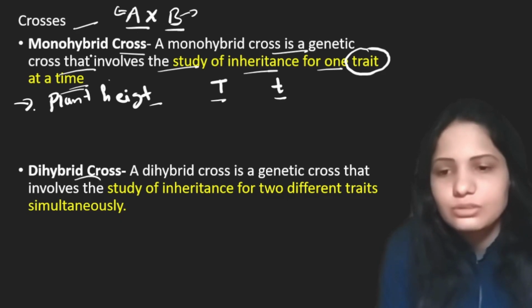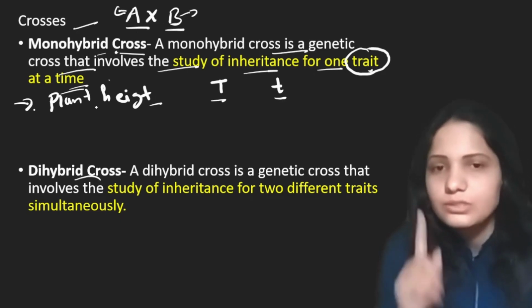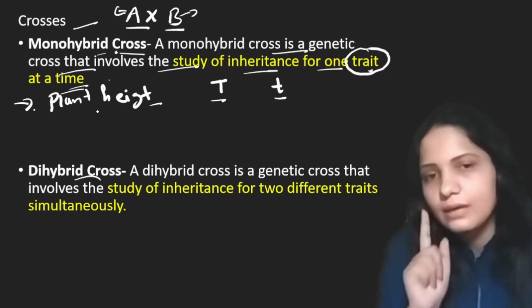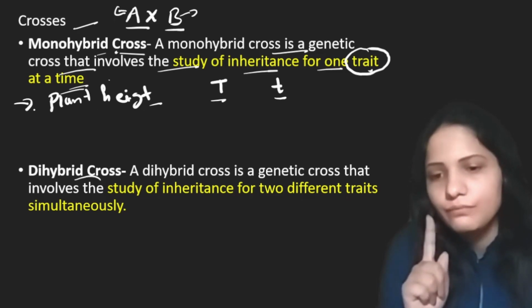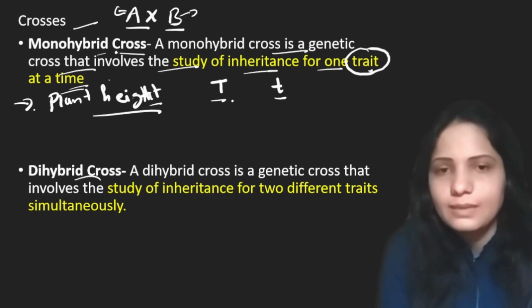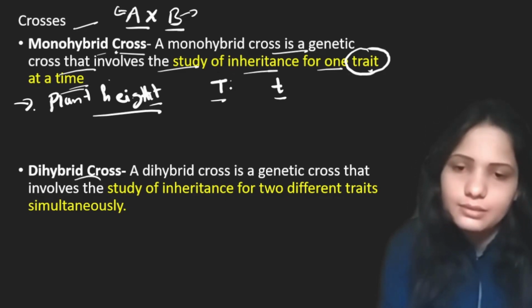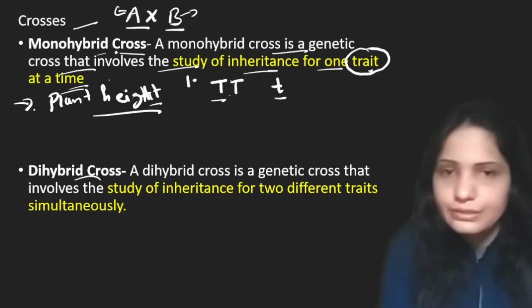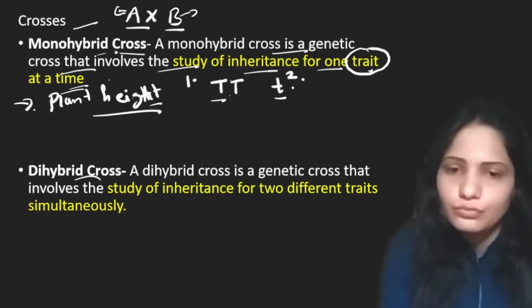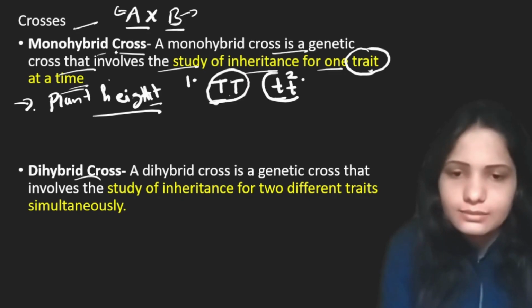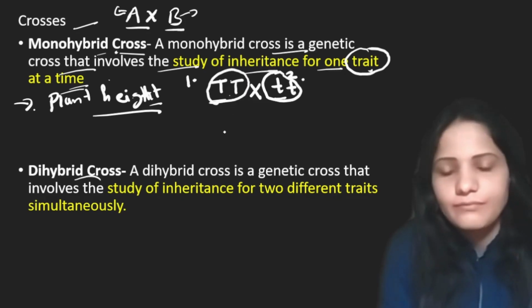And in this monohybrid cross, we consider only one trait at a time. Means we will be studying one trait in a cross. So here we have only one trait, that is plant height. Now in this case of plant height, I have considered only this trait, and here we can write down that this is parent 1 and this is parent 2, and these are the alleles present in the cell. If we cross them, what will we get?